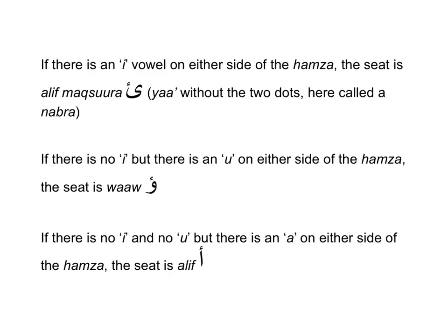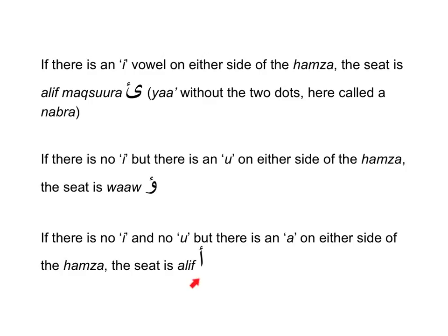How this works out in practice has to do with the following rules. The first is that if there is an e vowel, short or long, on either side of the Hamza, then the seat is going to be the aleph maksura, the ya without the two dots, often called in this context a nebra, just a little jigger with a Hamza on top. If there is no e, but there is a u vowel on either side of the Hamza, then the seat is going to be a waw. So basically, if there's an e on either side, it's going to be a nebra. If there's no e, but there is a u on either side, it's going to be a waw.